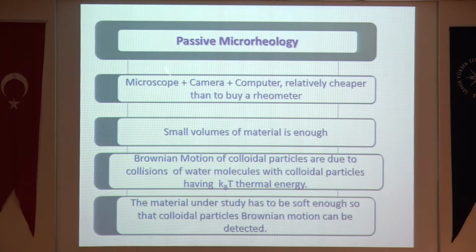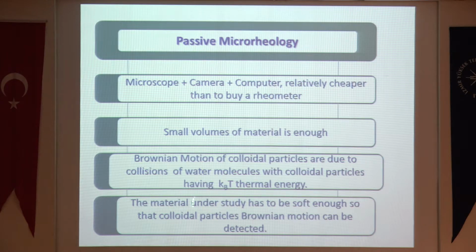So a microscope, a camera and a computer is what you need. In any university you will have a fluorescence microscope with a camera attached to it, and all you need to do is record the data and analyze it. And small volumes are enough. The Brownian motion of the colloidal particles is due to collisions with water molecules pushing them around. The energy that drives all this is kBT, the thermal energy.